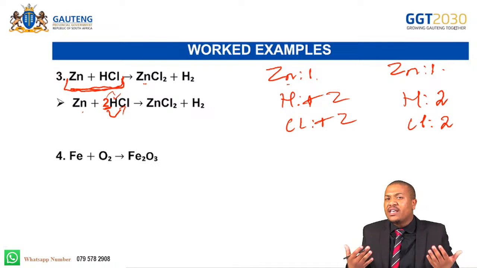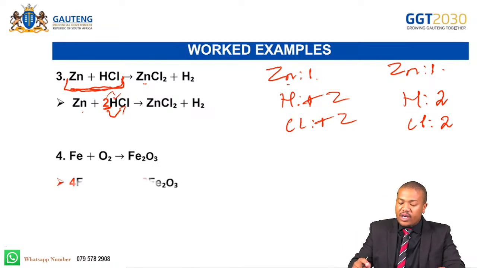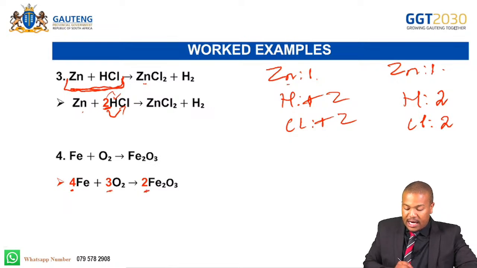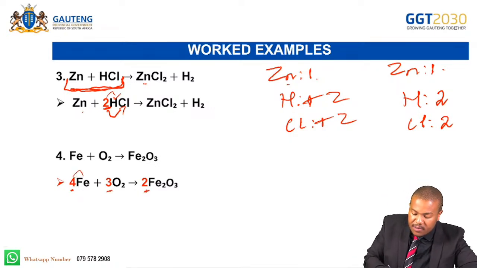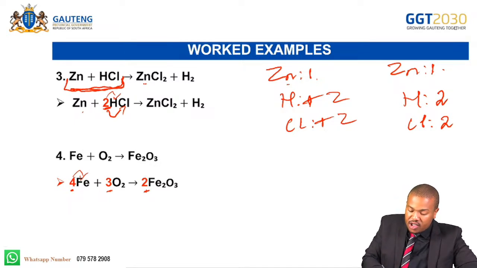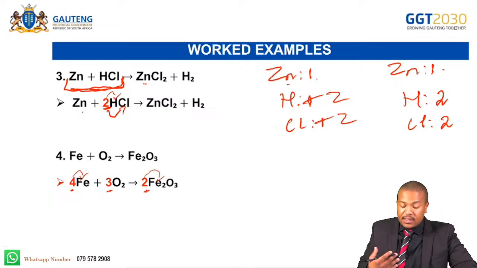So can you see how easy it is to balance these chemical equations? Now looking at the last one here, we have put the coefficients 4 and 3 and 2 here. So this 4 simply multiplies this ion to give us 4 ions. This 2 multiplied by these 2 ions gives us 4 ions, the ions balance.